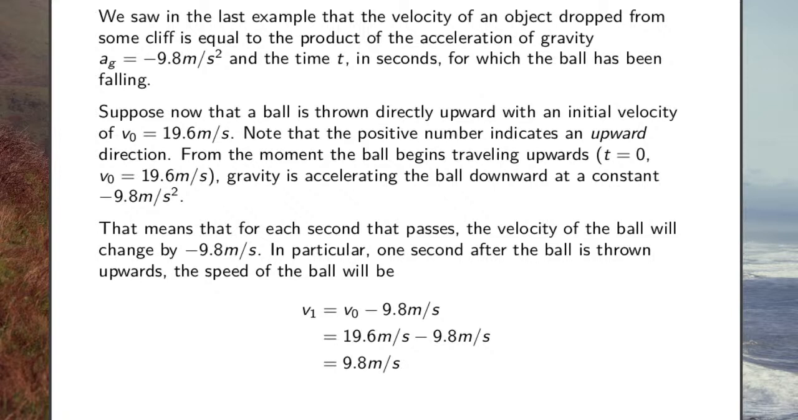So we saw in the last example that the velocity of an object dropped from some cliff is equal to the product of the acceleration of gravity and the time for which the ball has been falling. But now we're going to answer this more interesting question, the one that we posed for today. This is the big question for today.